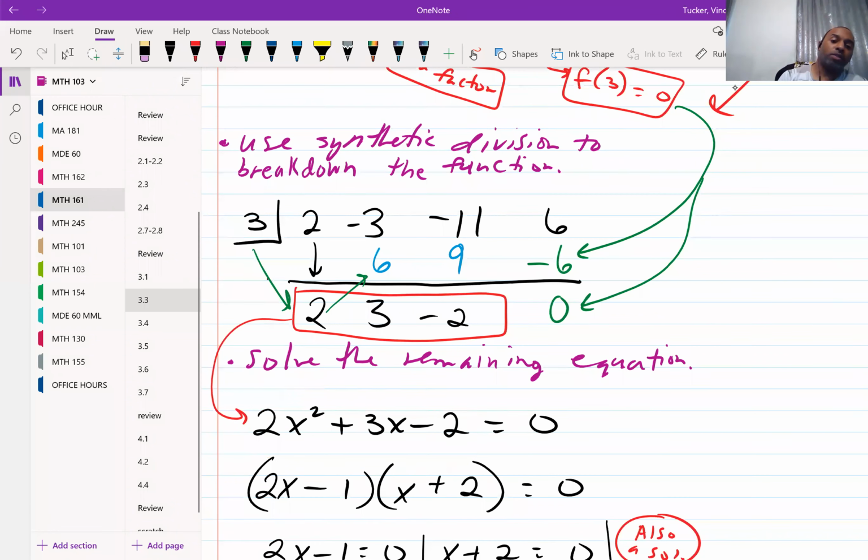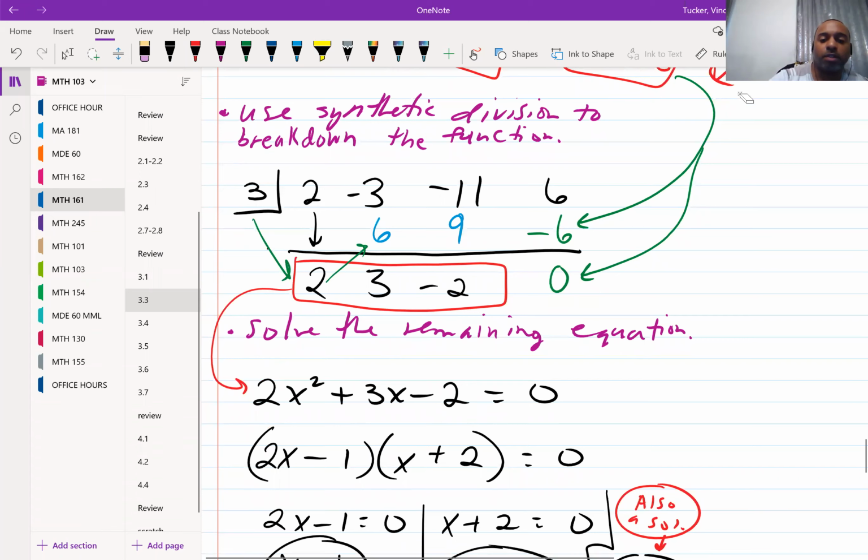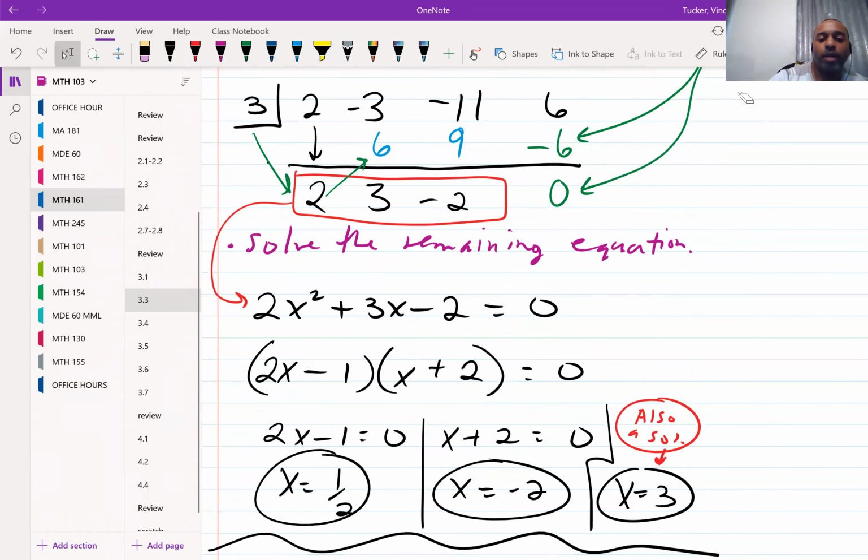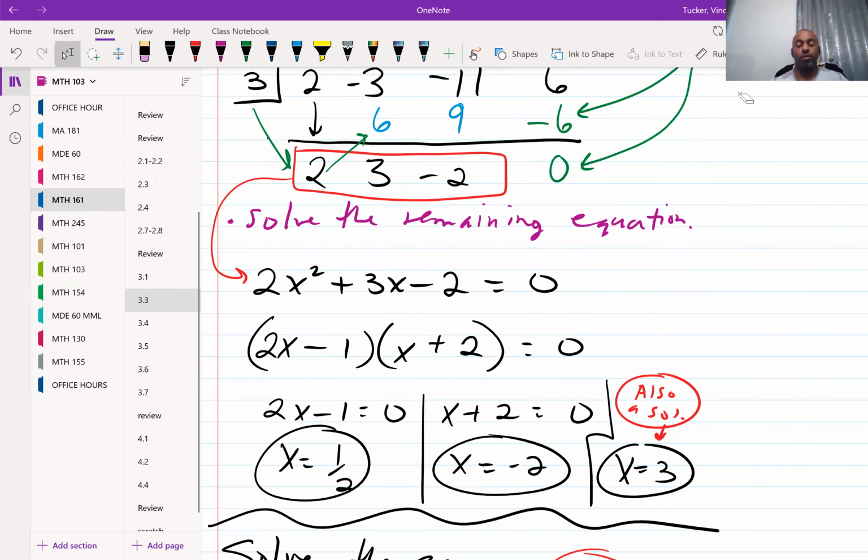So we have 2x squared plus 3x minus 2. I decided to go ahead and factor: 2x minus 1 and x plus 2. Solve those, and we have x is equal to 1/2, x is equal to -2, and then don't forget x equal to 3 is my other solution.